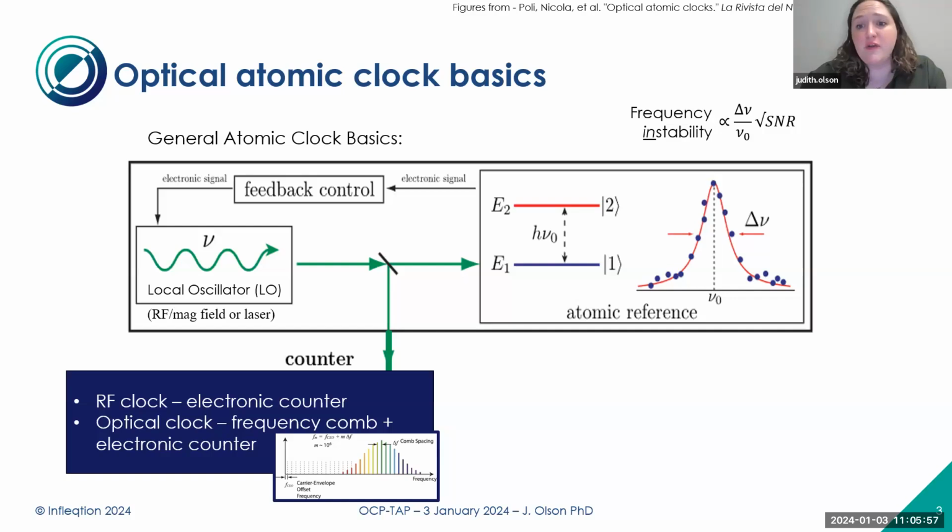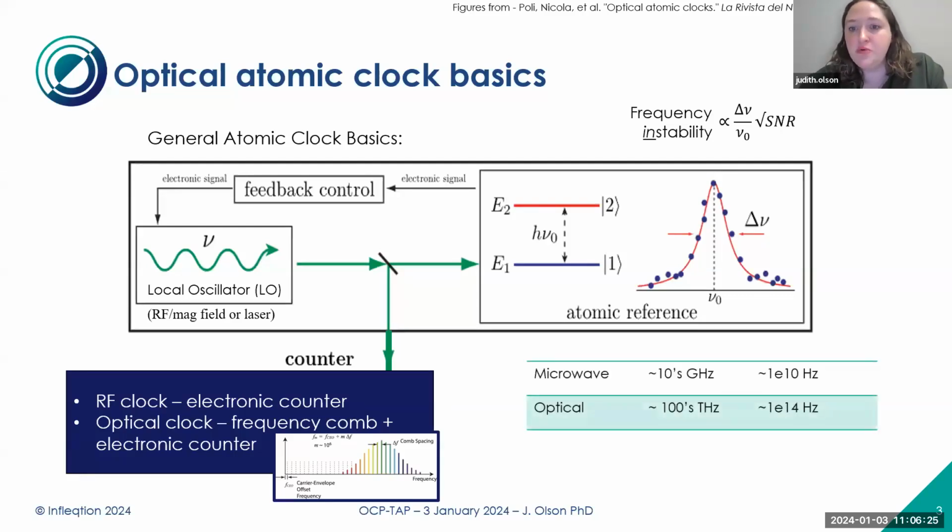So the things that make a good resonance, what makes a good clock, have to do with this resonance over here. And usually we characterize this by the frequency instability, which is kind of silly. It's how bad it is, how unstable it is. So the smaller your instability, the better your clock. And the instability is proportional to the line width of the transition being used, divided by the nominal frequency at which the transition occurs, and then multiplied by the signal to noise ratio of the system.